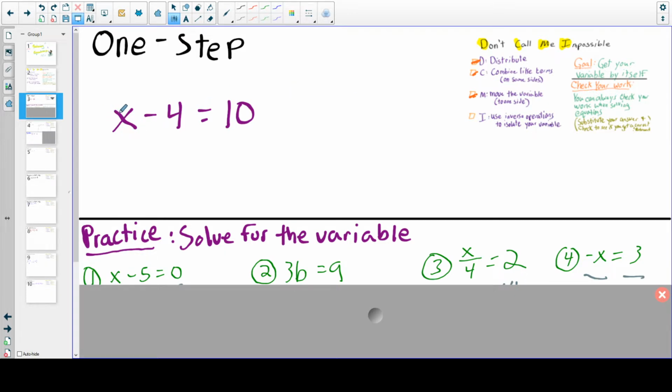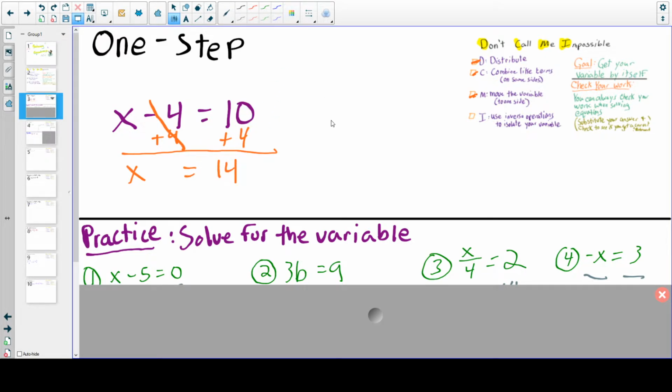Here's my x. I want to move this -4 to the other side. The inverse operation of -4 is +4. So I'm going to add 4 to both sides. I'm going to bring everything down. -4 plus 4 is 0, so that goes away. Bring down my equal sign. 10 plus 4 is 14.